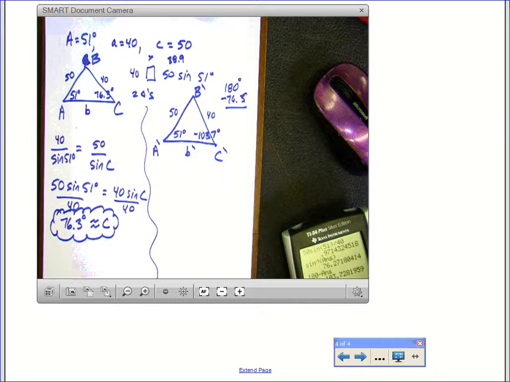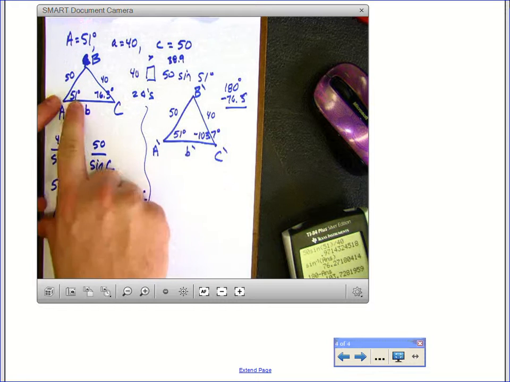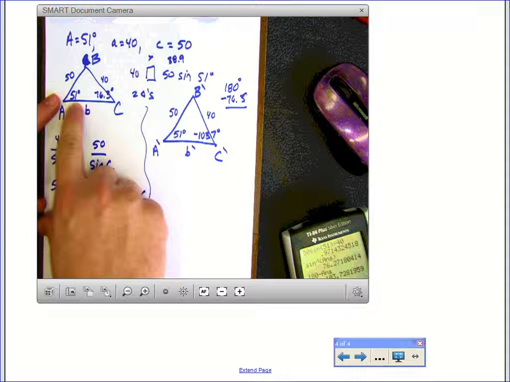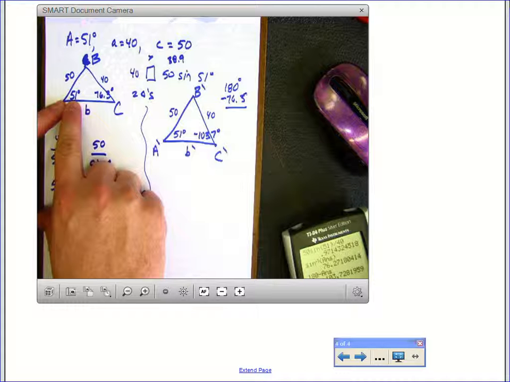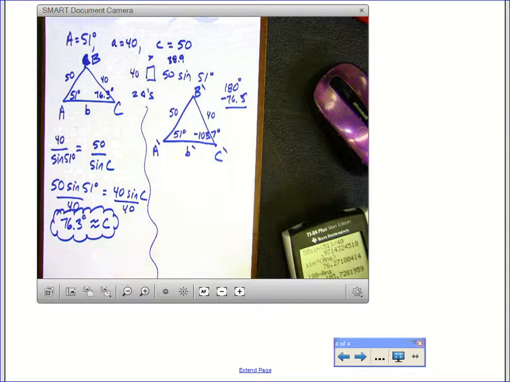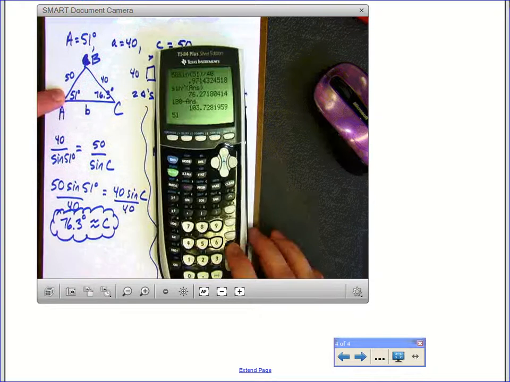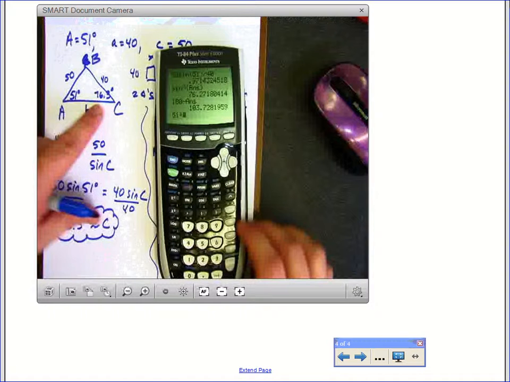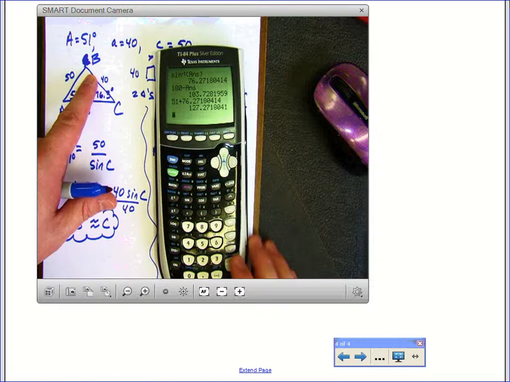Now, what else is missing on both triangles? B. Shouldn't angle B be fairly simple? If you've got these two, you can add those and subtract from 180 to find that one. Let's find this one real quick. Let's do 51 plus, now I'm going to use the exact answer up there. I'm going to paste it down, and then subtract that from 180.